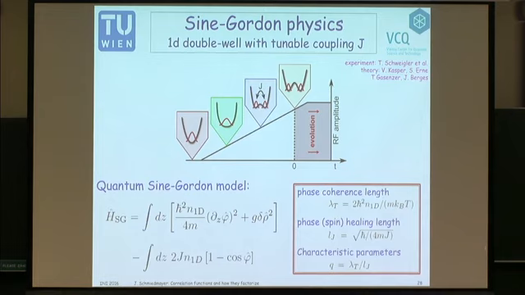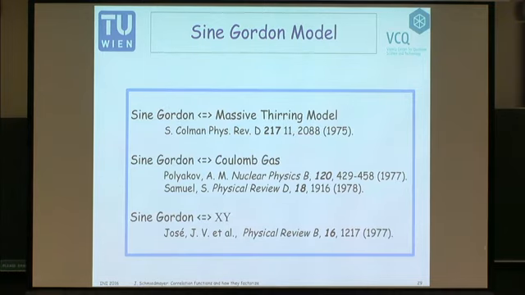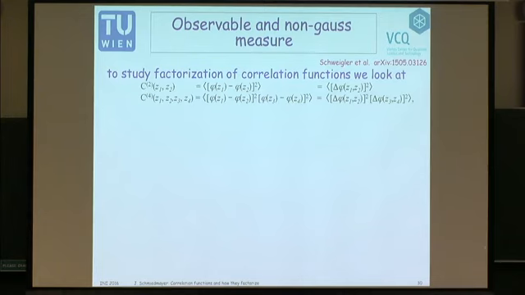This is an experimentally accessible parameter, and I will characterize everything now by q, which is the relation between the phase coherence length of a single system and the spin healing length of the coupled system. I can look at that. Of course, I don't have to say that the Sine-Gordon model can be mapped on the massive Thirring model, on the Coulomb gas, or on the XY model. So I think it's an interesting model to look at and has very many implications.